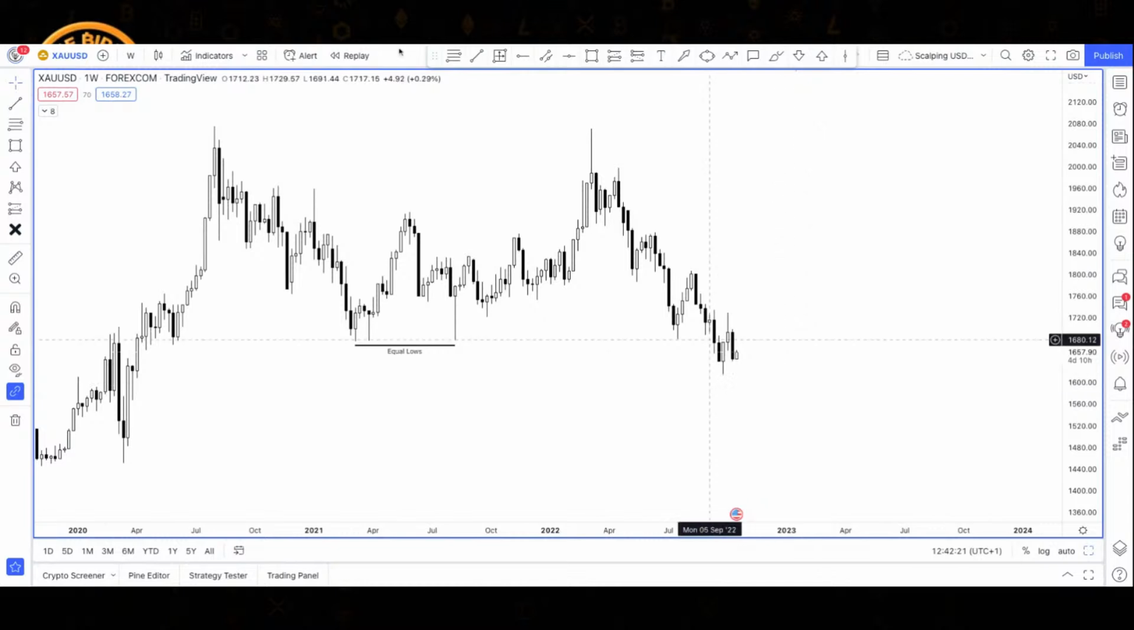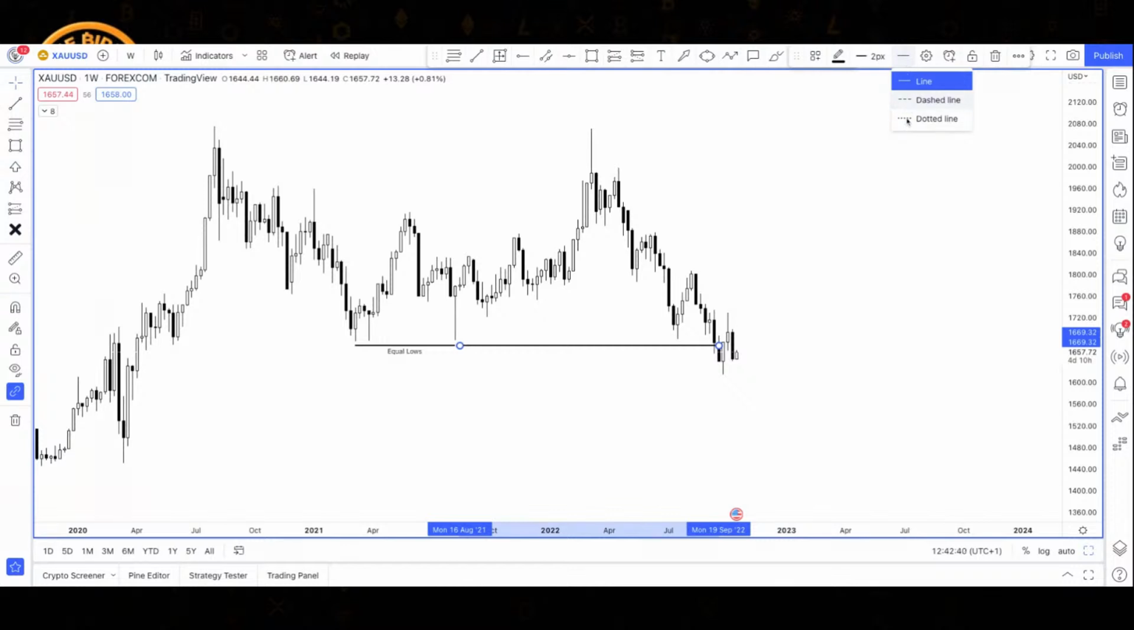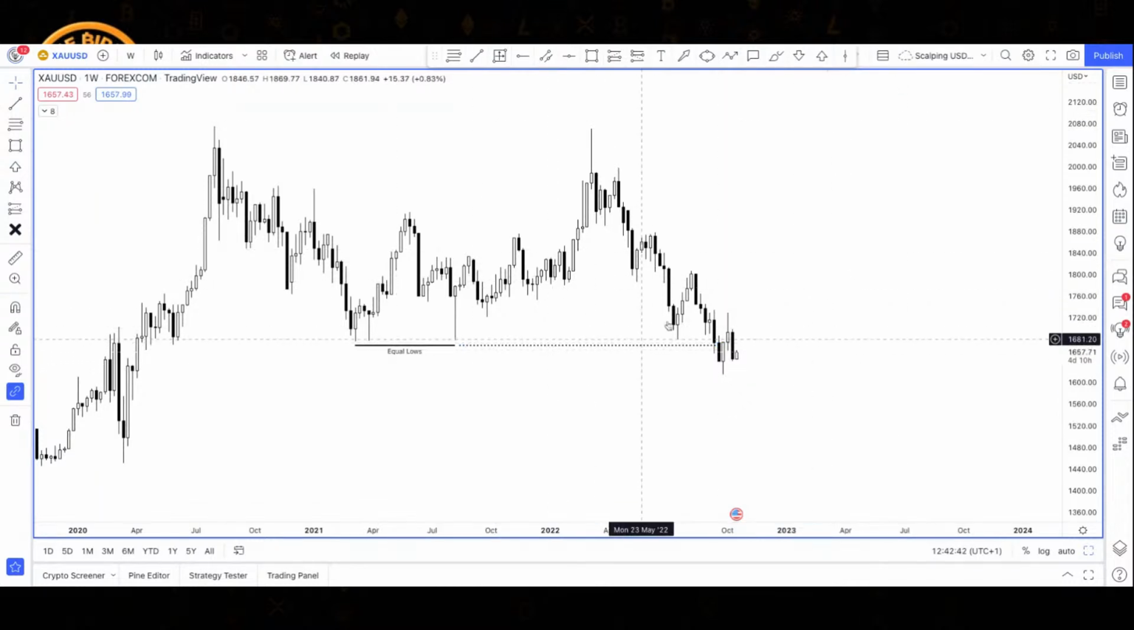So on a weekly scale, what else have we got? We can see price ran into these equal lows. If we draw a line across from here, actually not the best line. Hang on, make sure that's level, or my OCD will go nuts. Here we go. Boom. So we can see that we've taken out those equal lows. What else have we done?